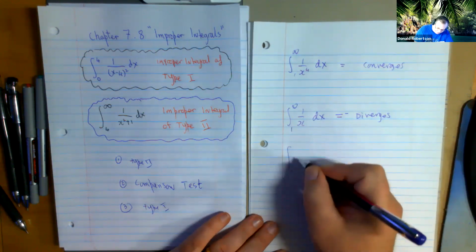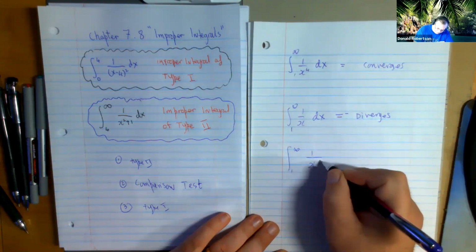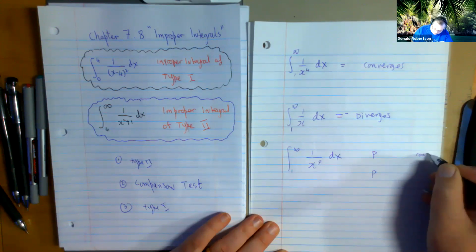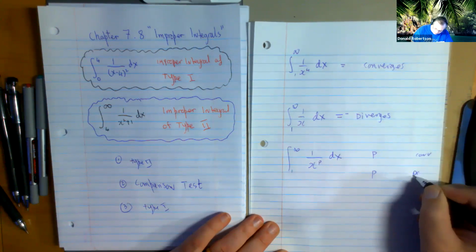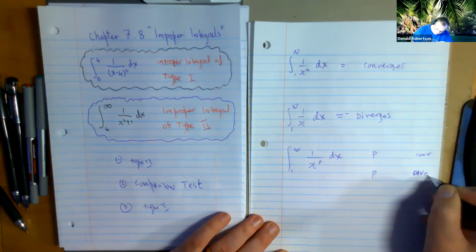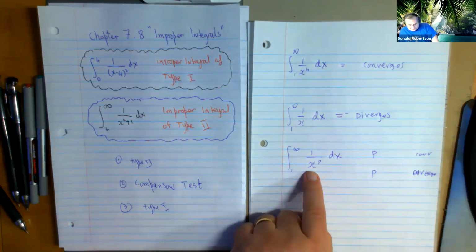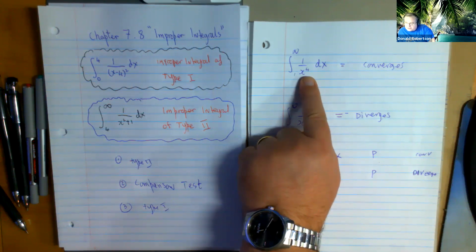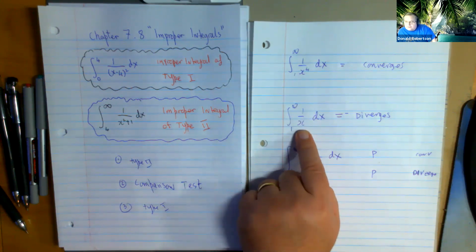So here's the problem. For what values of p will this integral converge, and for what values of p will this diverge? Well, this here would be p equals 4, right, and it converges. Wouldn't 1 over x cubed converge and 1 over x squared converge? And would you agree that 1 over x diverges and 1 over x to the half, which is the square root of x, also diverges?